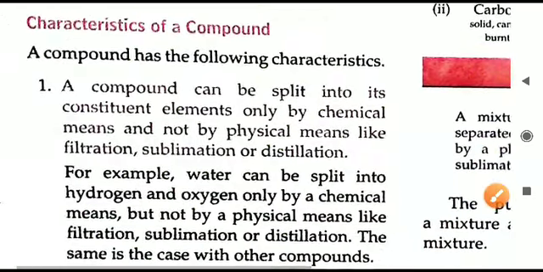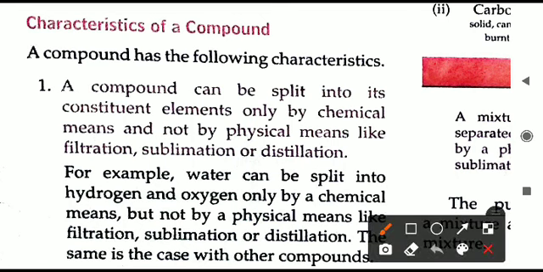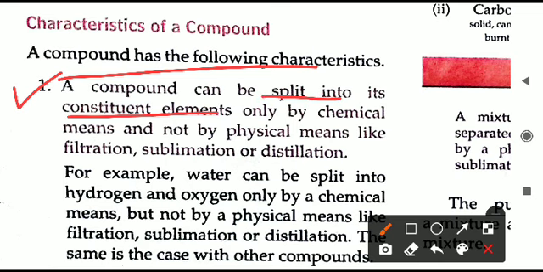Let us move on to the characteristics of the compound. So the compound generally has the following characteristics. The first characteristic given here is that a compound can be split into constituent elements by chemical means. That is the definition only that is given here. Not by physical means, already I told you.